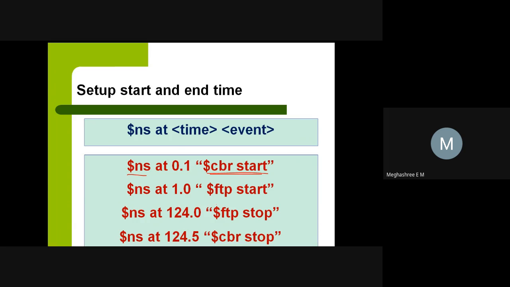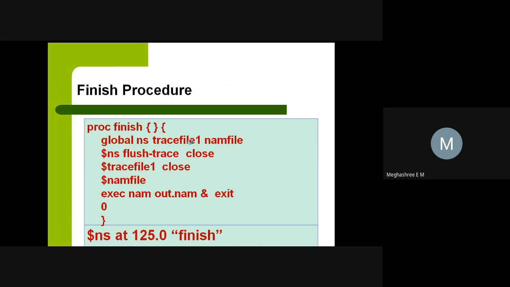What if I'm using a TCP connection? For that also you should mention the start time, that is 1.0 here. And then specify the stop time for FTP and also the stop time for the UDP. Fine. This is all about the start time and end time.